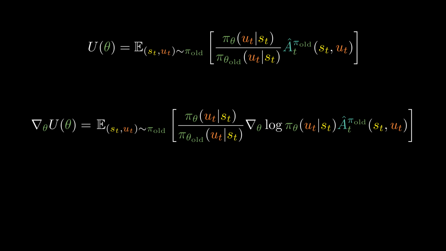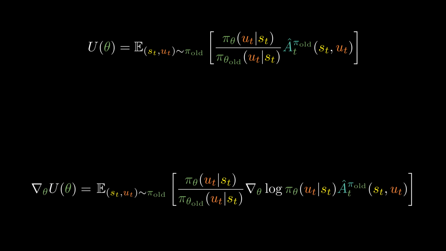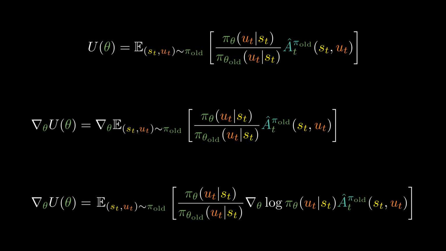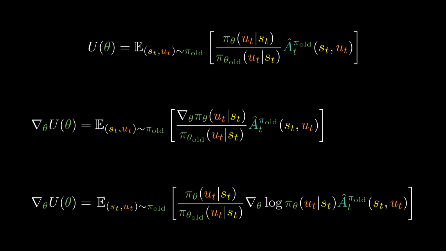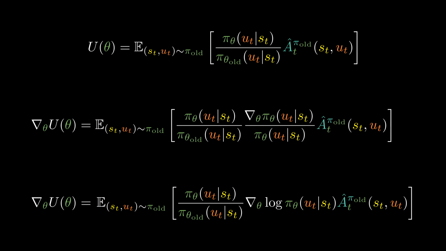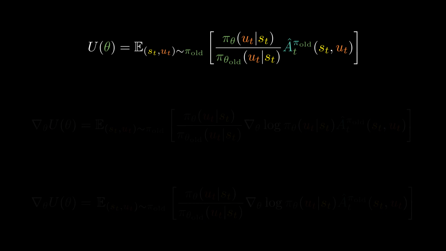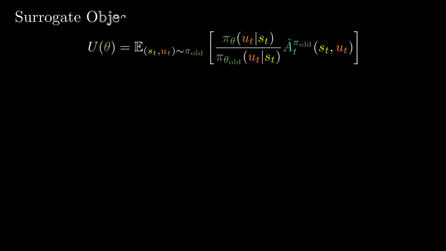But wait a minute, why is that the case? Let's verify. Take the gradient with respect to the parameter theta, and move the gradient operator inside, since only this term depends on theta. Multiply by a dummy term, and rewrite it using the log derivative trick. Yes, it all checks out. This is known as the surrogate objective.